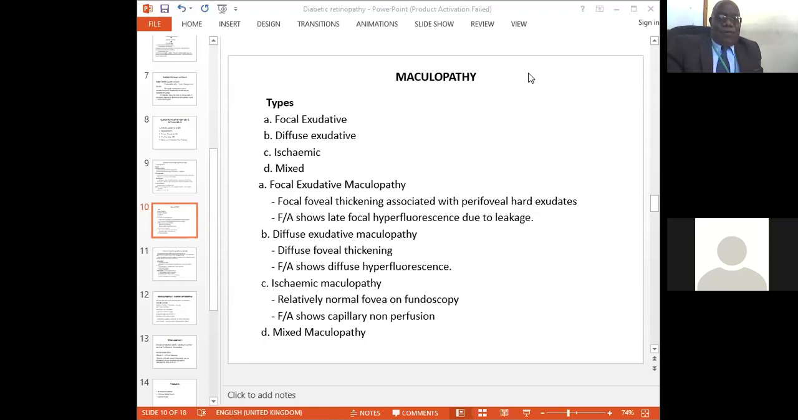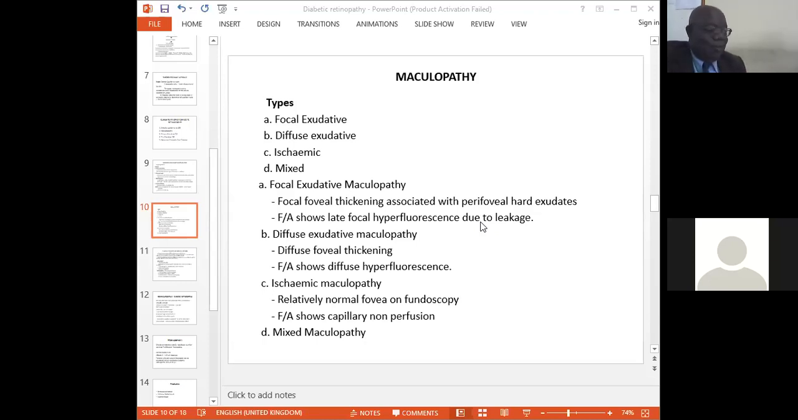So focal exudative, focal foveal thickening associated with the perifoveal hard exudates. Fluorescein angiography shows late focal hyperfluorescence due to leakage. Fluorescein angiography, this is an investigation they do to see how the vessels are arranged around the fovea. They will inject the fluorescein, then once that fluorescein eventually gets into the eye, they are able to take the pictures. And it shows clearly the outline of those small vessels around the macula or around the fovea.